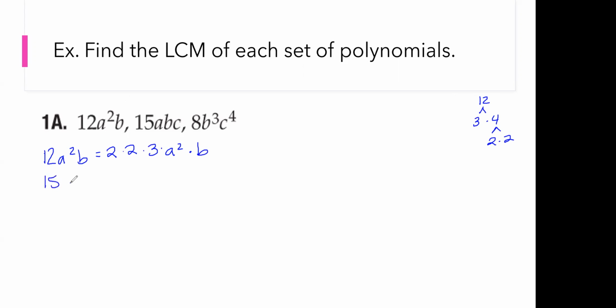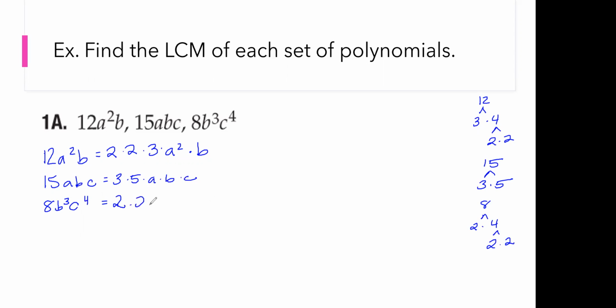Then for 15ABC, we can break down 15, and that's 3 times 5. So 3 times 5 times A times B times C. And then we have 8b cubed times c to the fourth. 8 we can break down to 2 times 4, and 4 we can break down to 2 times 2. So this would be 2 times 2 times 2 times b cubed times c to the fourth.